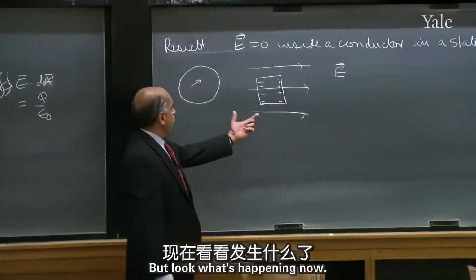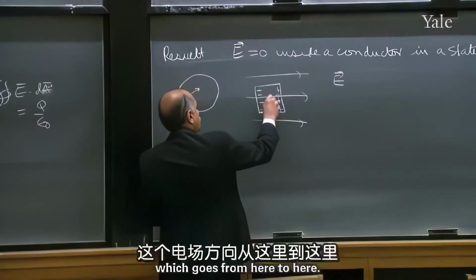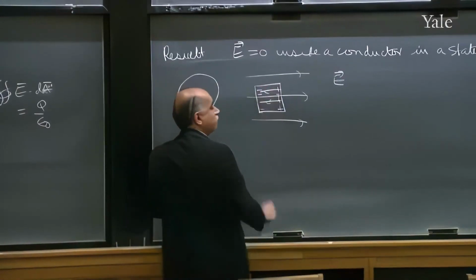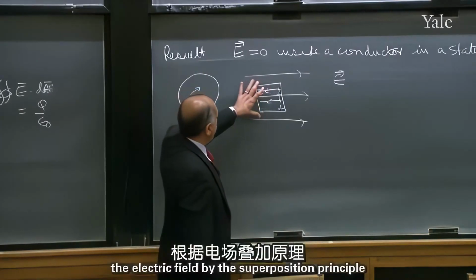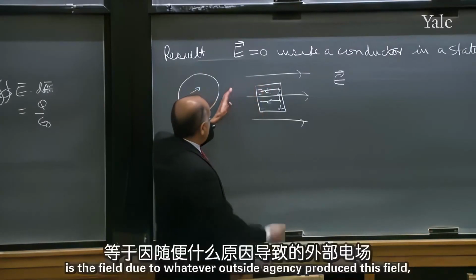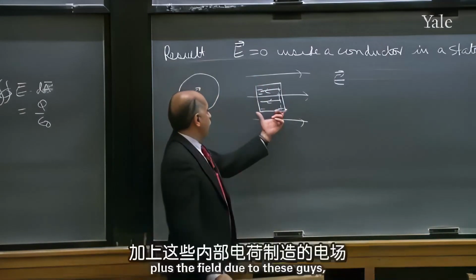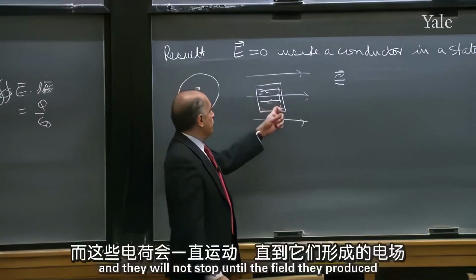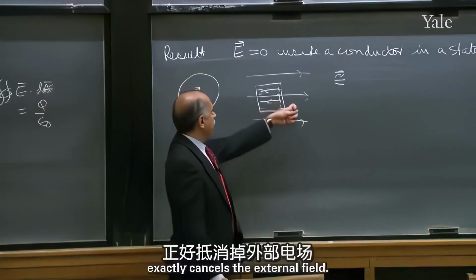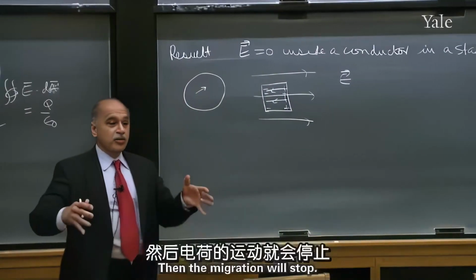But look what's happening now. These guys produce their own electric field, which goes from here to here. Therefore, inside the conductor, the electric field, by superposition principle, is the field due to whatever outside agency produced this field, plus the field due to these guys. And they will not stop till the field they produce exactly cancels the external field. Then the migration will stop.